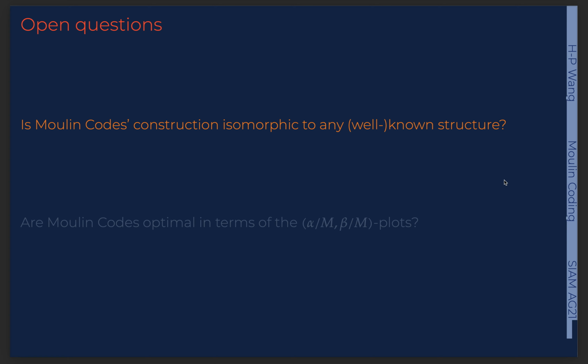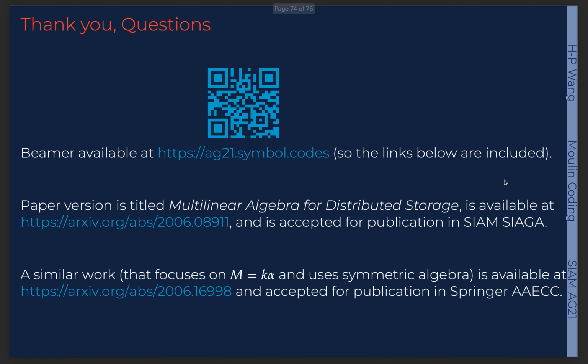After this work, we have 2 open questions left. First, is Moulin Code's construction isomorphic to any well-known structure? The second open question is, are Moulin Codes optimal in terms of the homogeneous alpha and beta plots? And that's the end. Thank you for your attention, and now I can take questions.